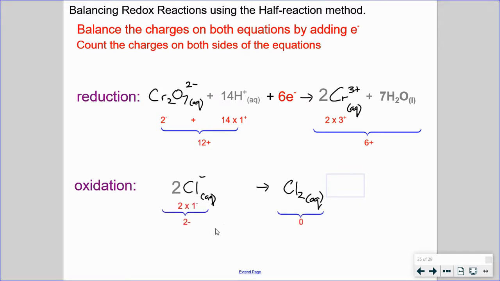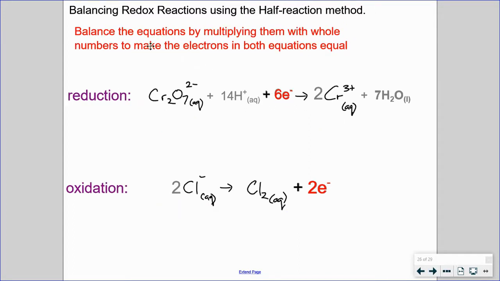On the oxidation half reaction, we see that the charge on the left-hand side is -2, and the charge on the right-hand side is 0. So we're going to add 2 electrons on the right-hand side. So now we're going to balance the equations by multiplying them with whole numbers to make the electrons even out. So we have 6 electrons on the left-hand side on the reduction half reaction, and we have 2 electrons on the right-hand side. This is perfect because you want to make sure that the electrons are on opposite sides of the equation. This is on the left-hand side of the reduction half reaction, and this is on the right-hand side of this half reaction.